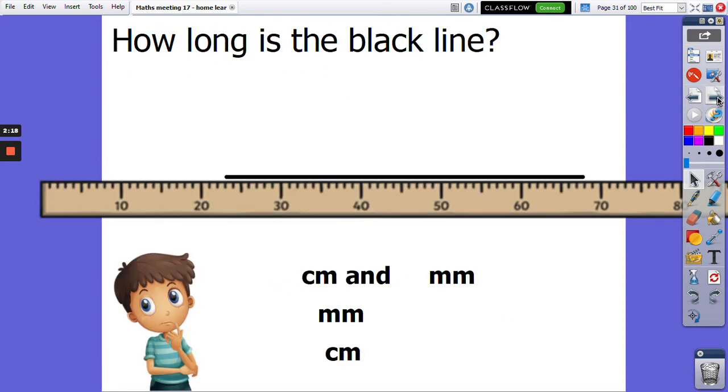Okay, we've got a black line on the screen. I want you to use the ruler to measure it. You can do the answers in centimetres and millimetres, just millimetres, just centimetres, or you could challenge yourself and do all three. Off you go.